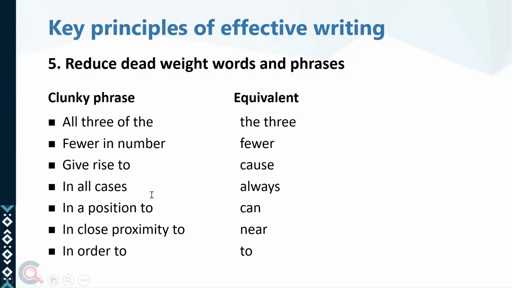If you say, for example, the president of the republic is in a position to, I don't know, to appoint a minister, you could better say that the president of the republic can appoint a minister. It's as simple as that. In close proximity to can be better said near. In order to can just be summarized and used as to.